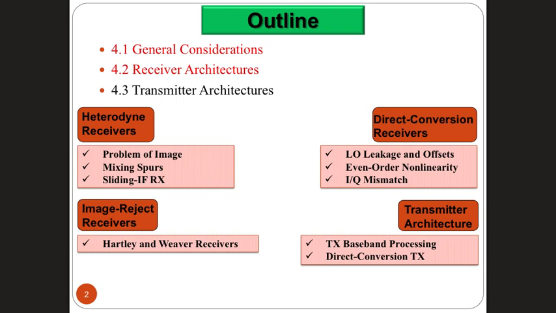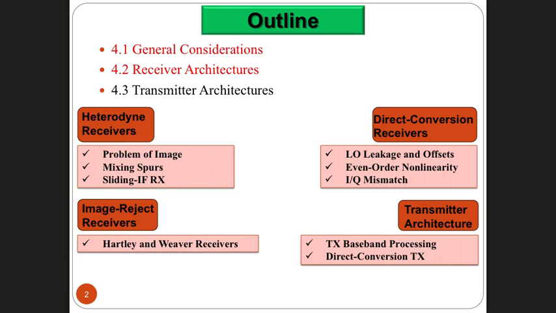So we are going to discuss first some general considerations that lead to the issues addressed in different transceiver architectures. When we talk about transceiver architectures, we are talking about the transmitter and receiver architectures as well. So we'll start first with the receiver architectures, and then we will go to the transmitter architectures. Within the receiver architectures, we are going to discuss the heterodyne receiver, the direct conversion receiver, and the image reject receiver. And then last but not least, we will discuss within the transmitter architecture, the direct conversion transmitter only.